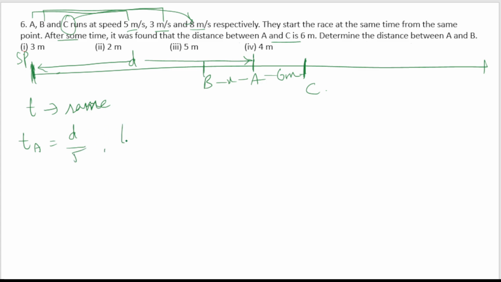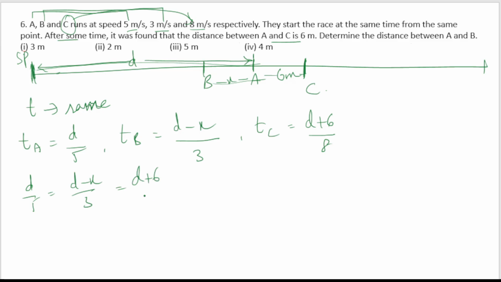And the time taken by B is what? It is distance traveled by B. It is D minus X divided by 3. And the time taken by C is what? It is the distance traveled by C. It is D plus 6 divided by 8. So the time taken is same, so we will equate all of them. It is D by 5 is equal to D minus X by 3 is equal to D plus 6 by 8.